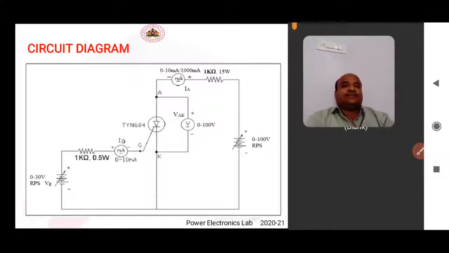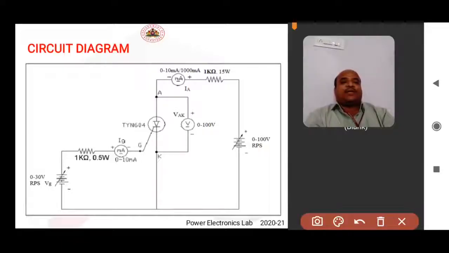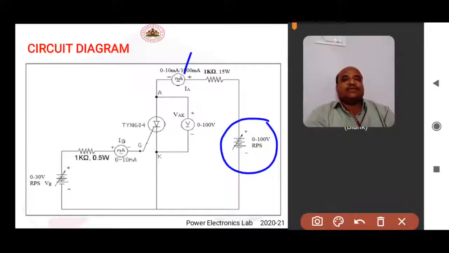Now here you can see the supply voltage is connected between the anode and cathode through an ammeter. This is used to measure the anode current. Now this is the load resistance to limit the load current.